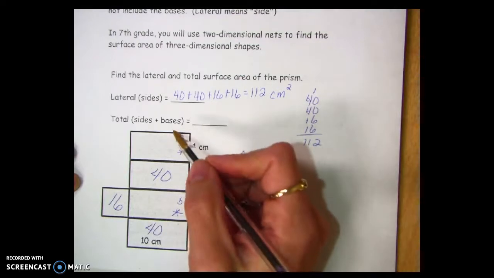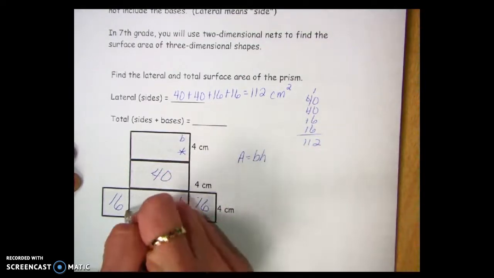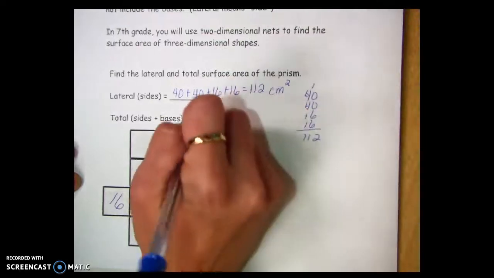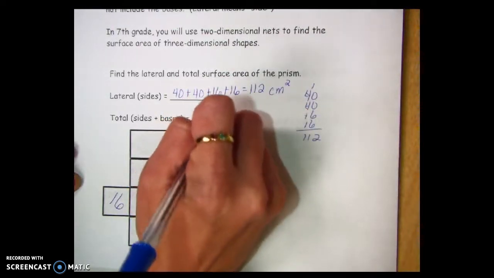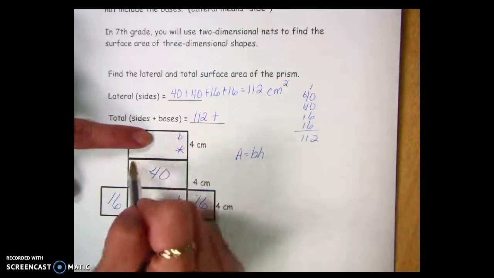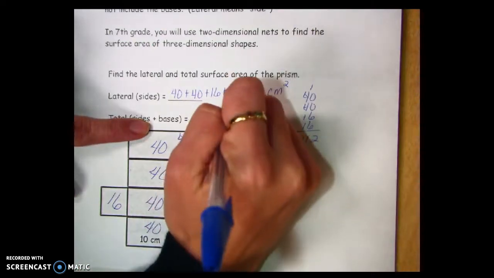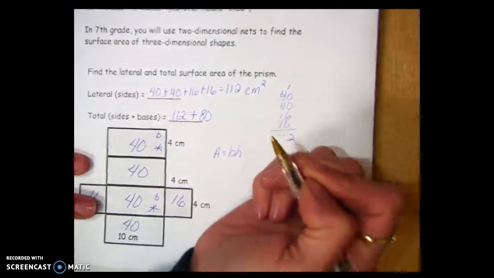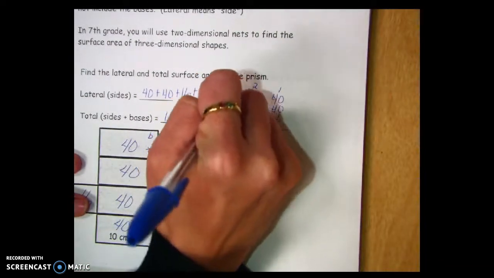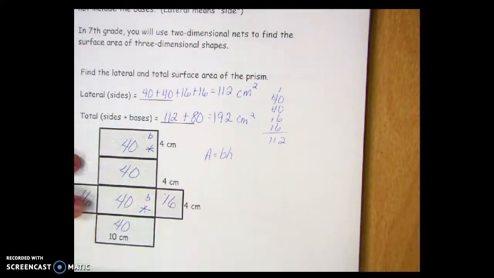Now to find the total, I don't need to add everything. I've already added these 4. So the lateral surface area was 112. And then I just need to add these two bases. This is a 4 by 10, so it's 40. And this one would be 40. So I'm just going to add 80 to what I already have. So that would be 192 centimeters squared.